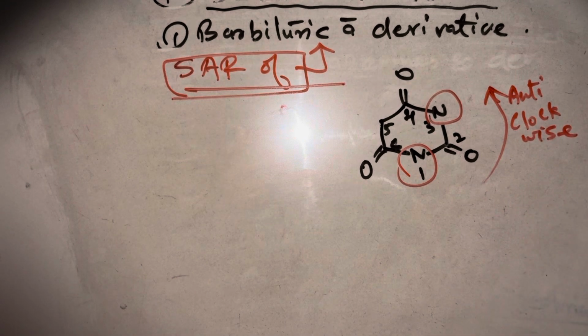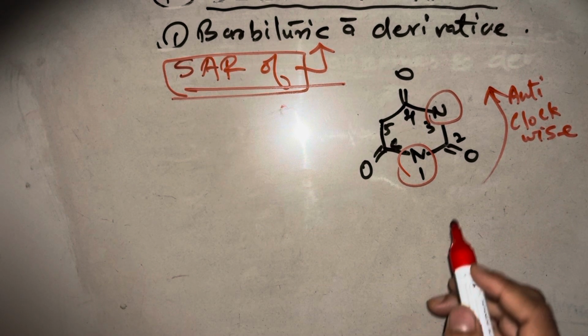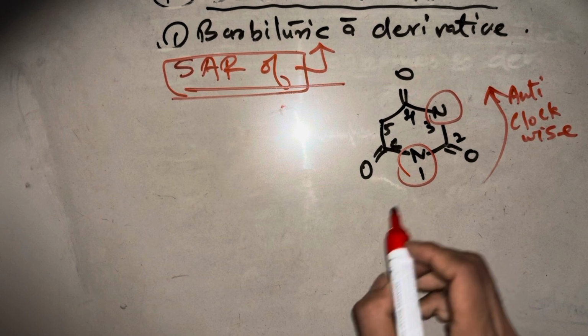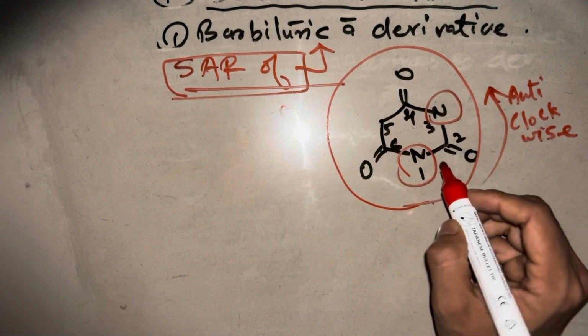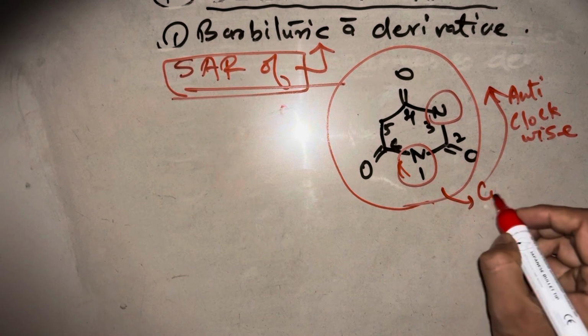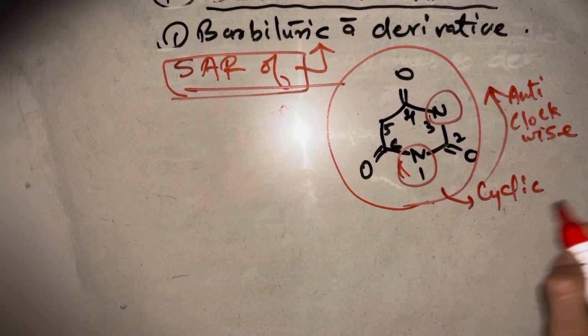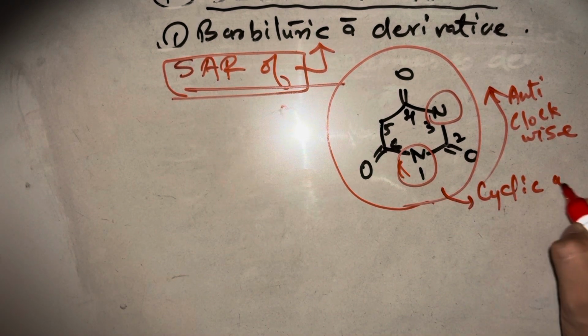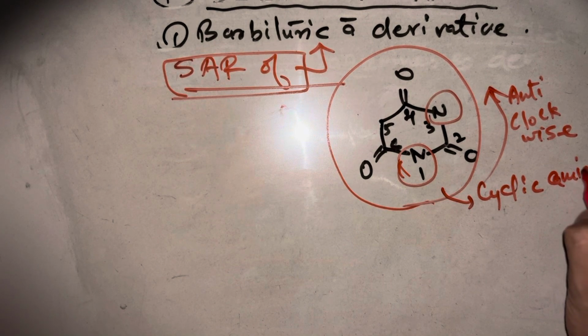The next, more important point is that it is a cyclic amide. So this is an example of a cyclic amide. Why cyclic amide? Because in this, nitrogen is present.